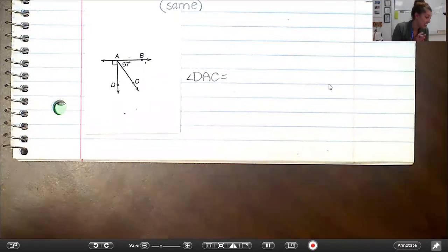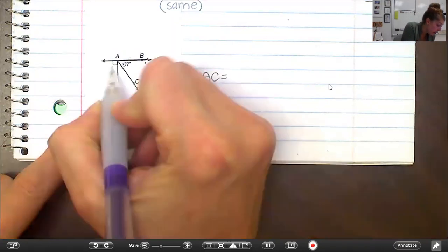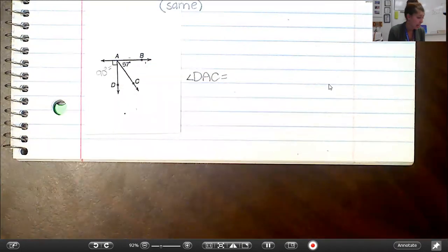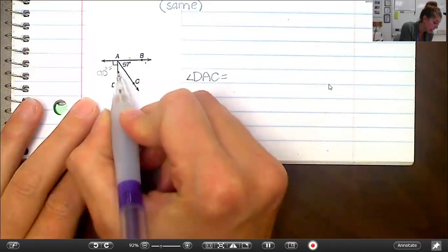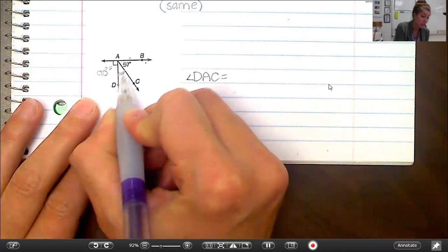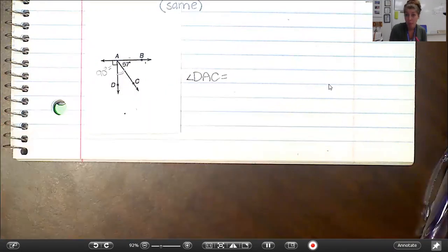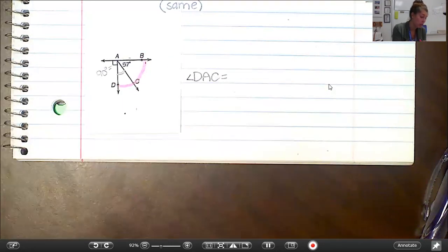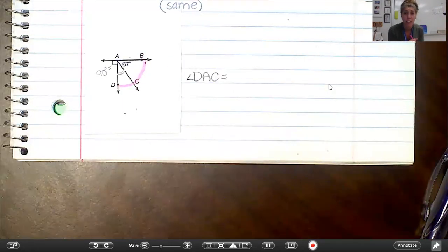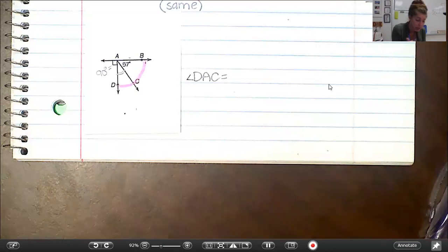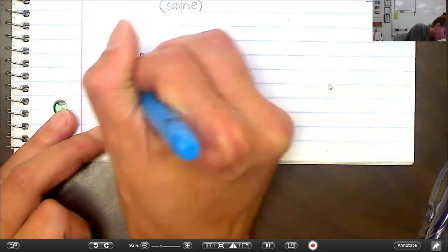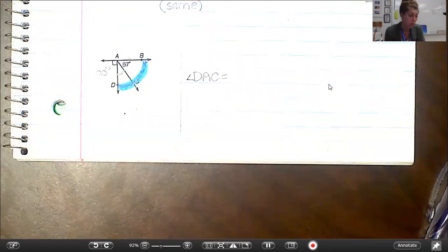Okay, so for this one, again, I see that right angle symbol. I know it's 90 degrees. I'm going to go ahead and label it, and I'm trying to find angle DAC right here. So I see the complementary angles that I need in order to solve. Oh, I used the wrong color. Here, we can do it. There we go. It's gonna have to work.